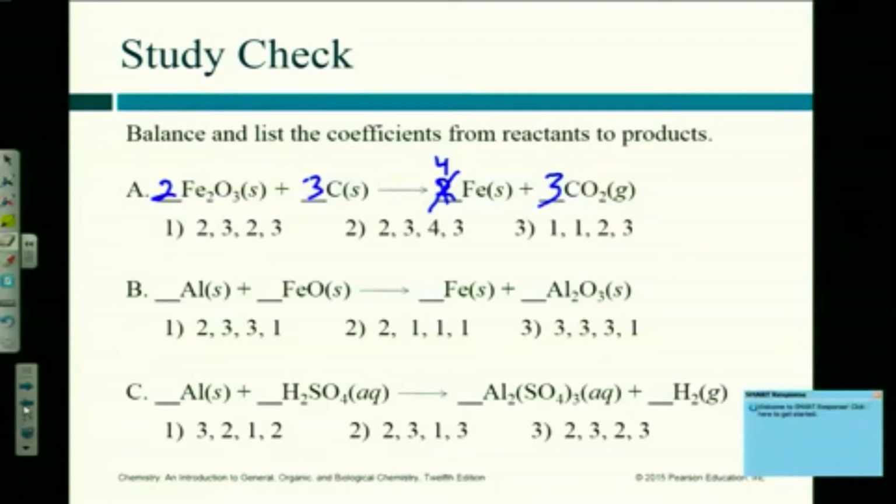Okay, next one. 1 aluminum, 2 aluminums. So let's put a 2 here. 1 iron, 1 iron. 1 oxygen, 3 oxygens. Okay, let's put a 3 here, but then that messes up my iron, right? So I'm going to put a 3 here.